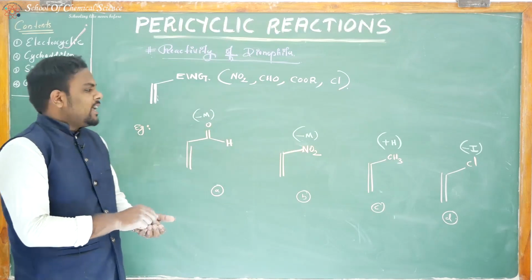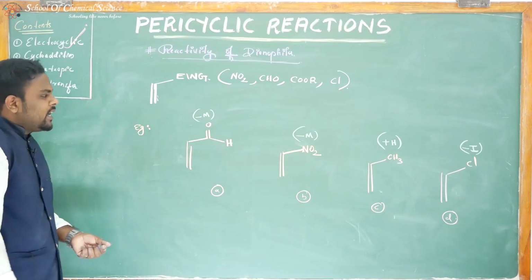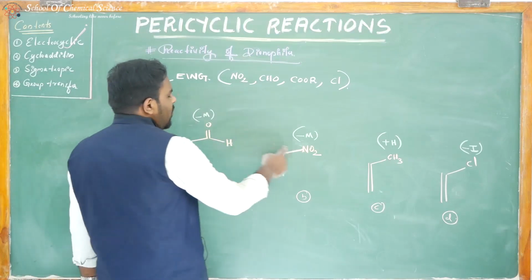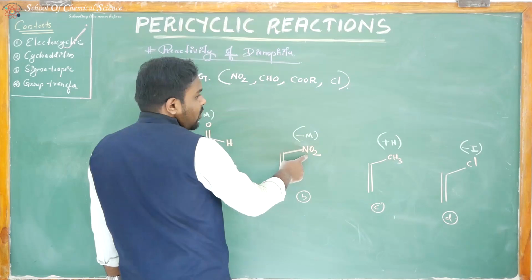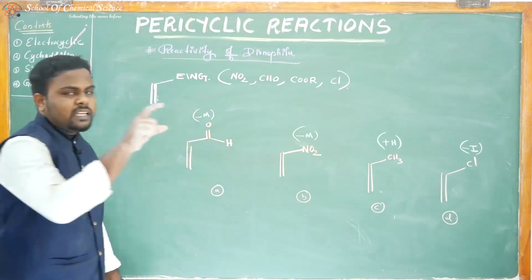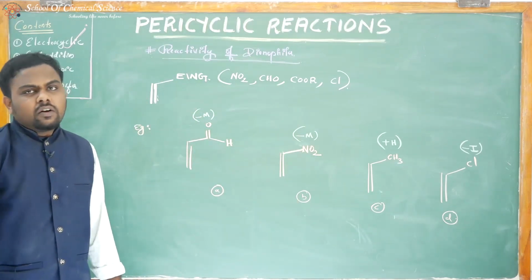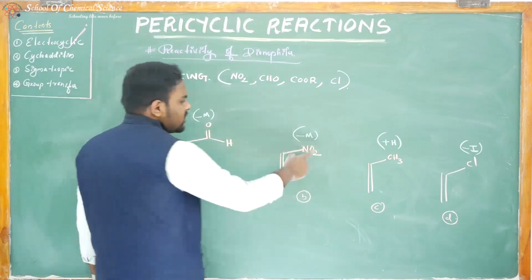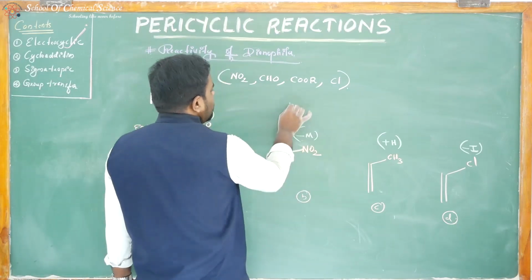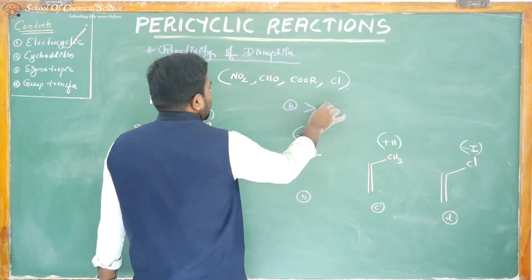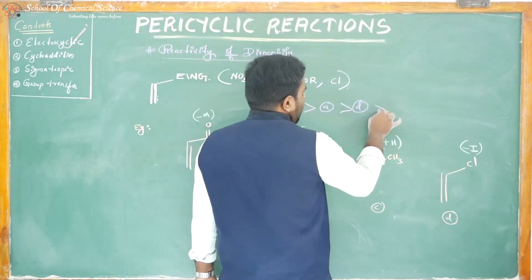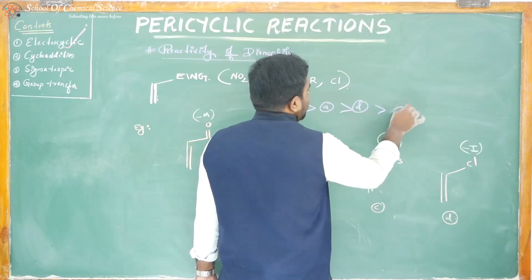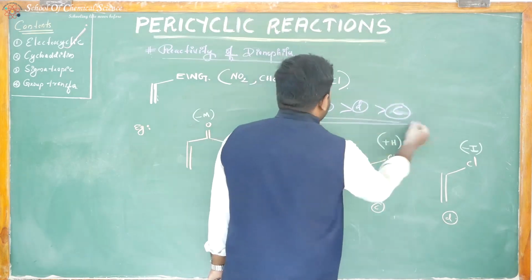So what is the order of reactivity? Okay, here comparing C double bond O and NO2, NO2 is the most withdrawing. We will discuss a series of electron withdrawing groups in the general organic chemistry section. NO2 is the most withdrawing, so option B is most reactive. Then option A. Then option D. Then option C. Why option C? Because option C is an electron donating group.